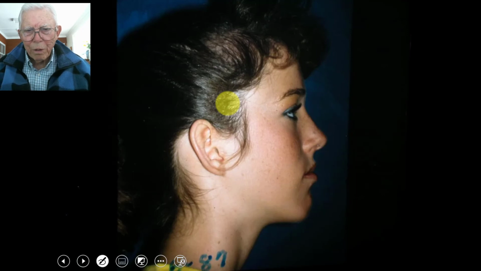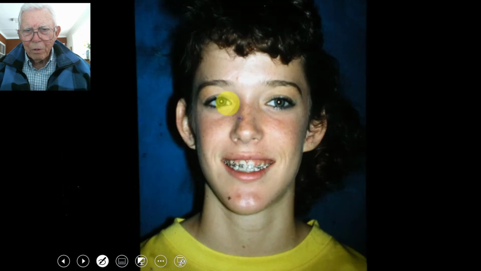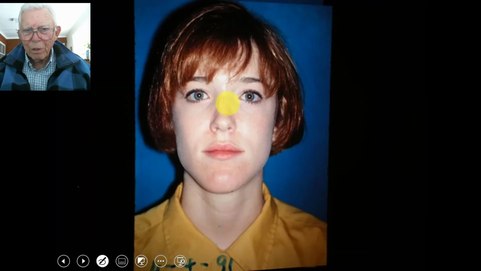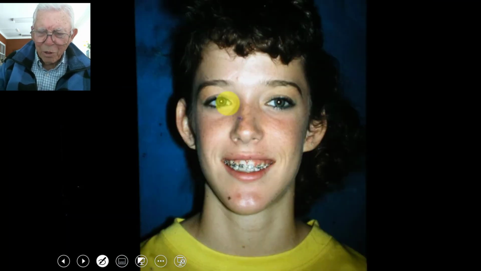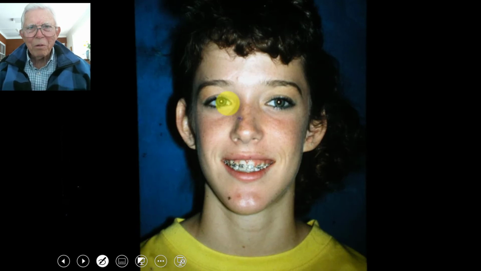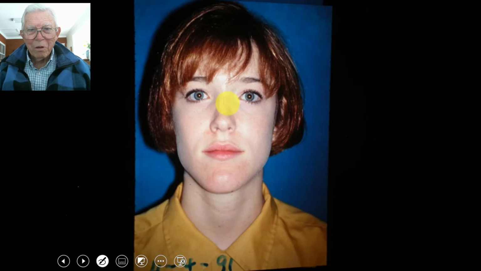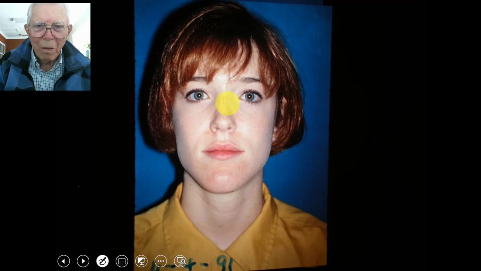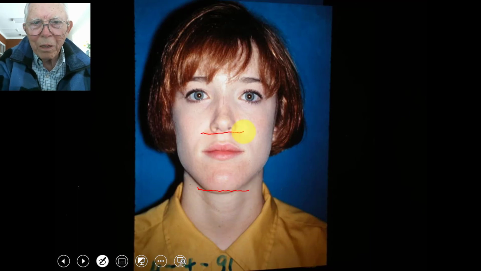Now here are the pictures of the young lady. She's lined up and looking pretty good. And then one day she comes in with this, and here she is. She's dyed her hair red and trimmed it off and everything. But look at the height of the face now in here. It's about the same all the way up.